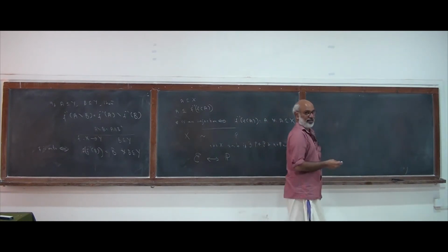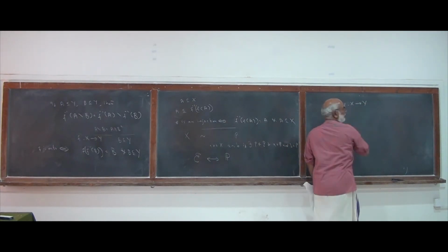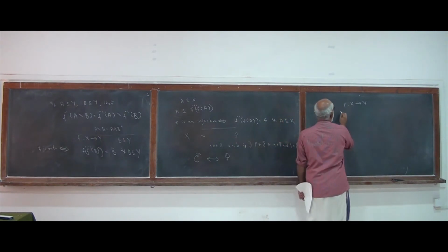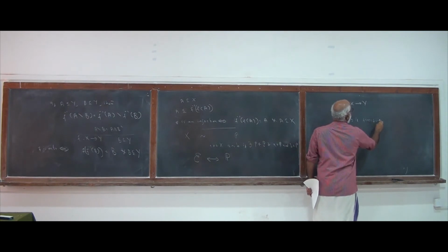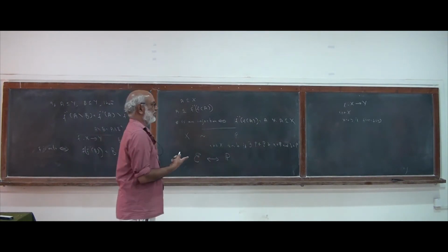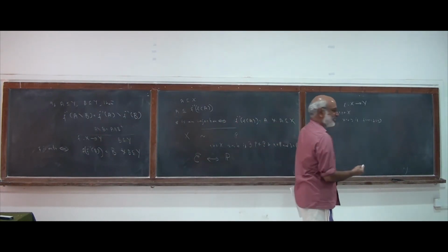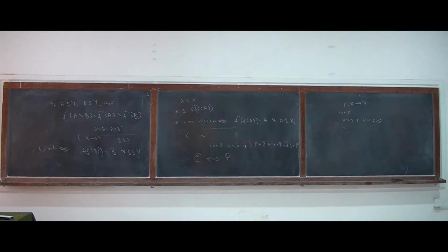Now, let me give another example of an equivalence relation. Suppose f is a function from a set X to Y. For elements x, y of X, I define a relation: x is related to y if f of x is equal to f of y. This will be an equivalence relation. This tilde is an equivalence relation because f of x is equal to f of x, therefore reflexive. f of x is equal to f of y implies f of y is equal to f of x, so symmetric. Similarly, you can prove that it is also transitive. So this is an equivalence relation.